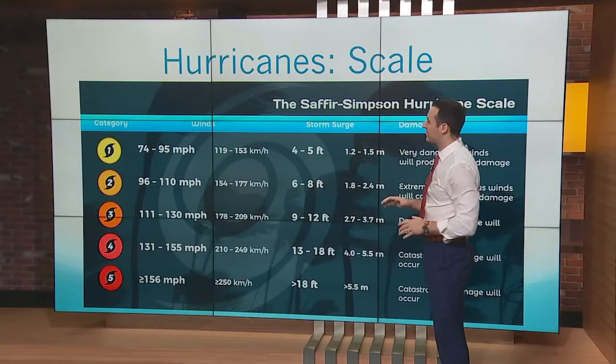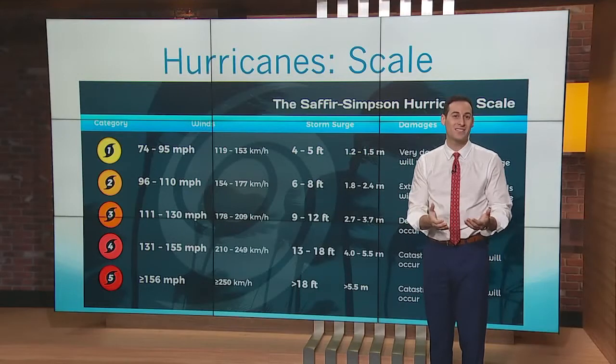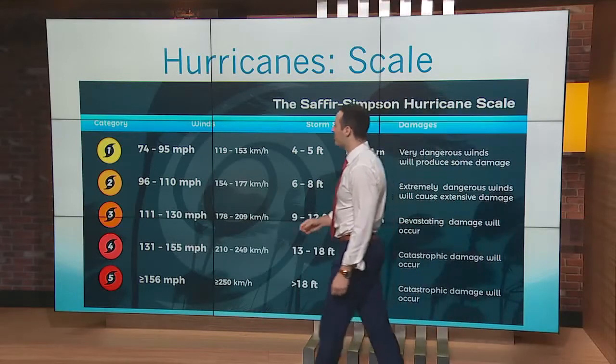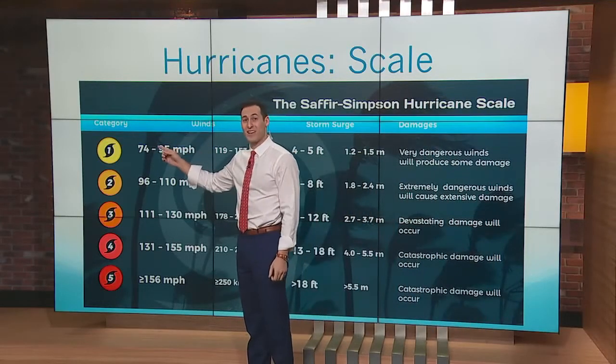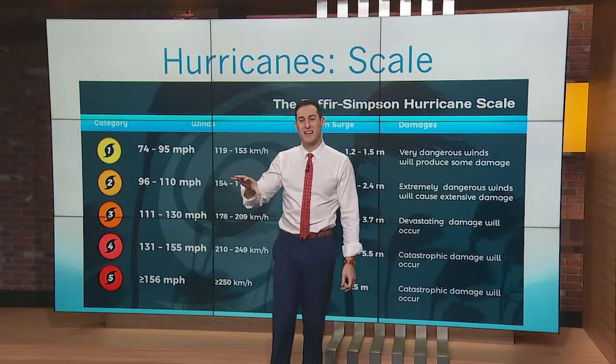So hurricanes have a scale. This is what they're classified or based on. It's wind. The minimum wind speed requirement for a hurricane, 74 miles per hour. We talked about that in the definition.